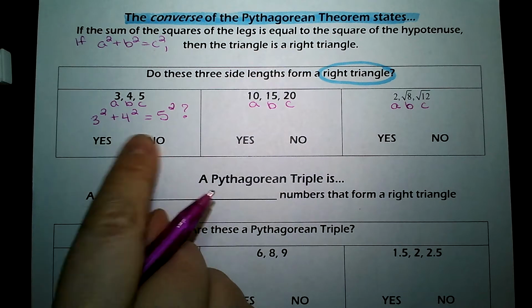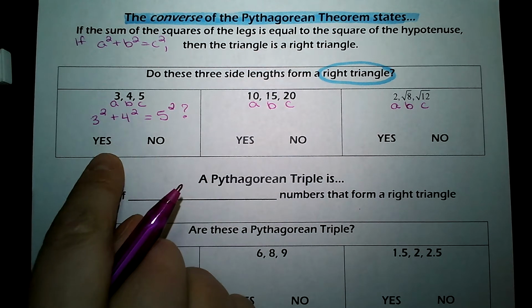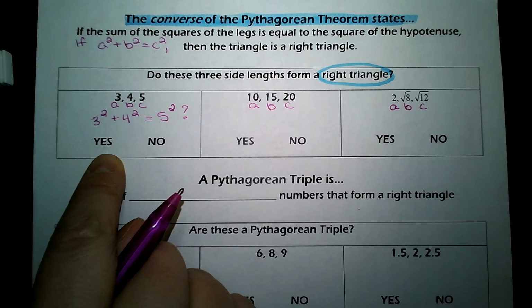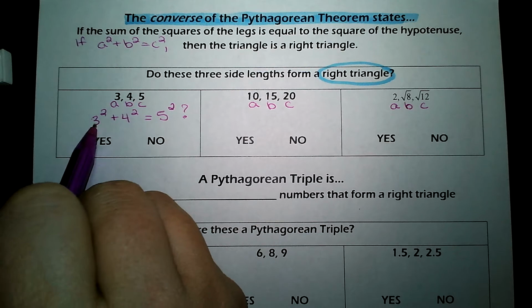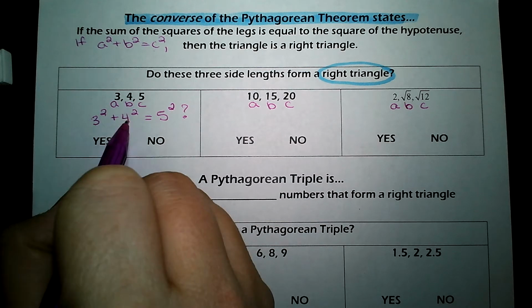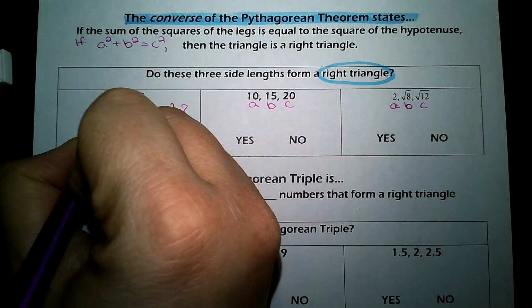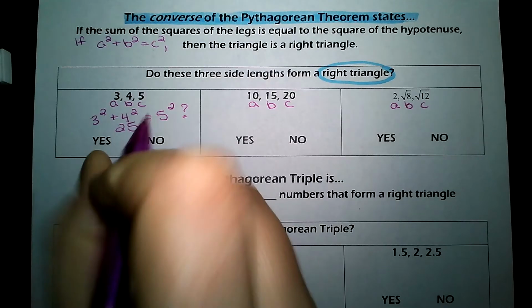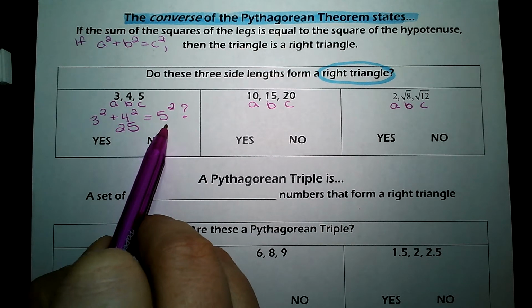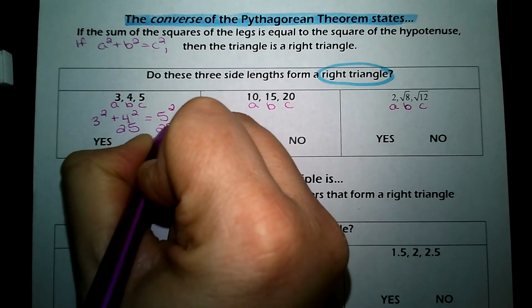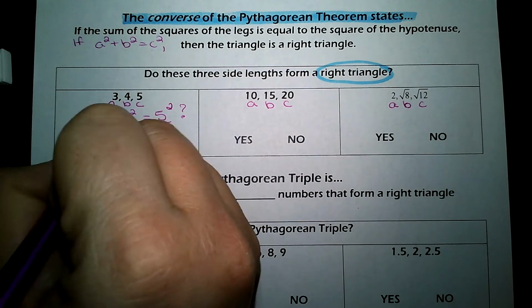If the Pythagorean theorem holds true, then we do have a set of sides that form a right triangle. So let's do this math here. 3 squared is 9, 4 squared is 16, 9 and 16 make 25. Well, 5 times itself also makes 25. So these are equal. So therefore, yes.